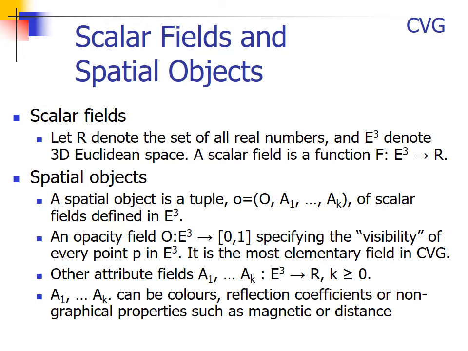First of all, let R denote the set of all real numbers, and E3 denote 3D Euclidean space. A scalar field is a function from E3 to R. A spatial object is a tuple of scalar fields defined in Euclidean space. An opacity field O specifies the visibility of every point P in Euclidean space. It's the most elementary field in CVG. Other attribute fields, from A1 to AK, are also scalar fields and can be colors, reflection coefficients, or non-graphical properties such as magnetic or distance.